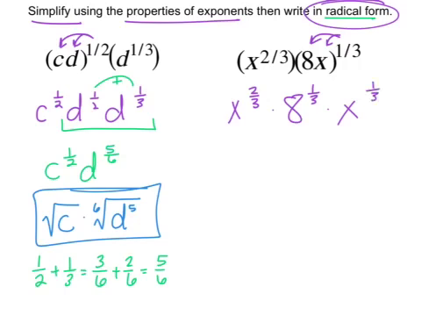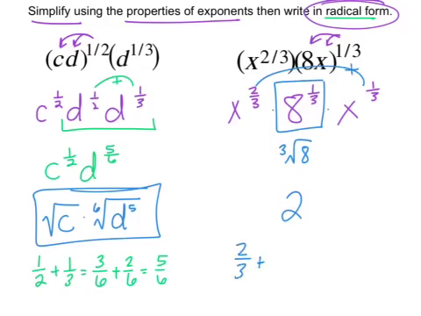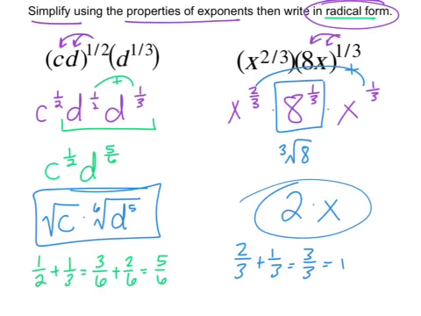Well, 8 to the 1/3 is the cubed root of 8, which is 2. And if I add my exponents, 2/3 plus 1/3 gets me 3/3, which is just 1. So this is going to become 2 times x. No need to put it in radical form because I have no fractional exponent.